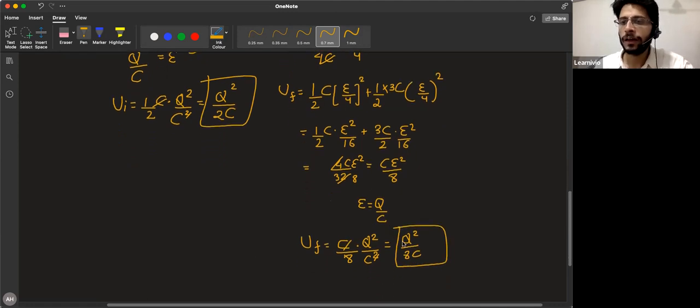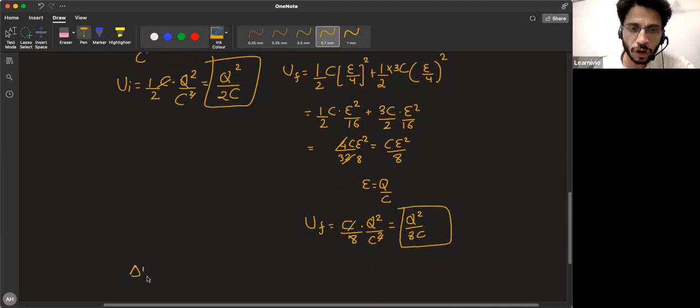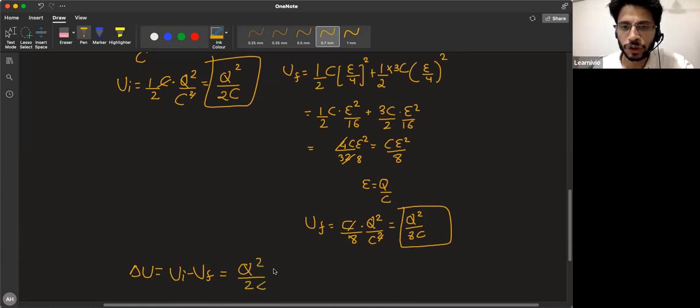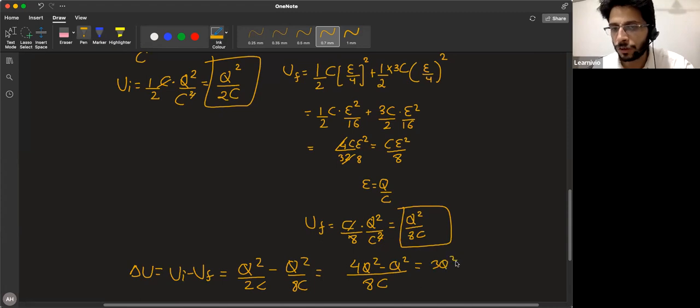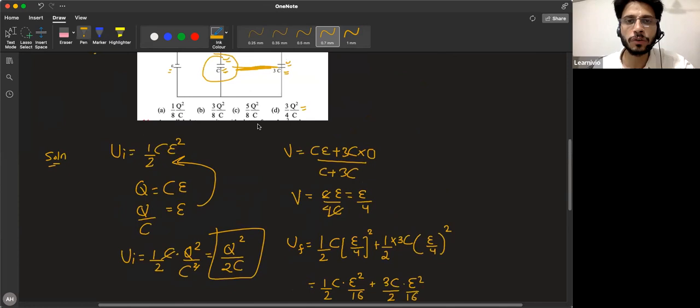See, energy is decreasing. So the loss in energy will be initial energy minus the final energy. Initial energy is Q square by 2C. Final energy is Q square by 8C. When we subtract them, it's 4Q square minus Q square, which comes out to be 3Q square by 8C. Is there any option of 3Q square by 8C? Yes, this is an option.